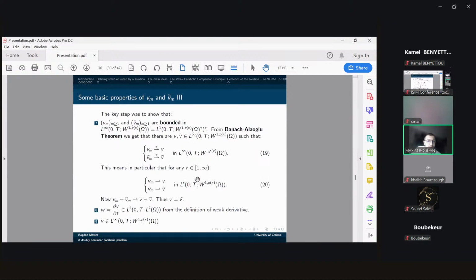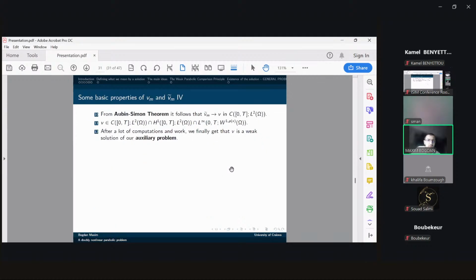I'll skip this part too. A lot of theorems are to be used here: Alaoglu, Eberlein-Šmulian, Lebesgue dominated convergence, Aubin-Simon, a lot of classical theorems from functional analysis.